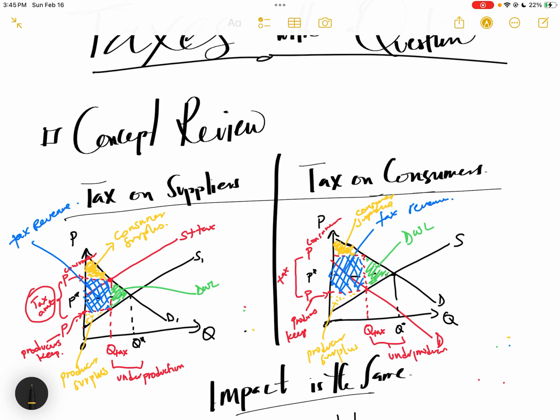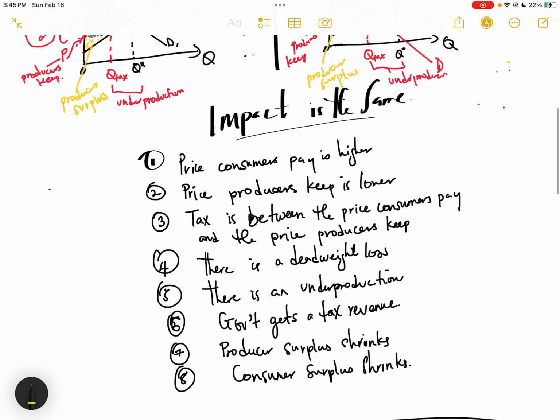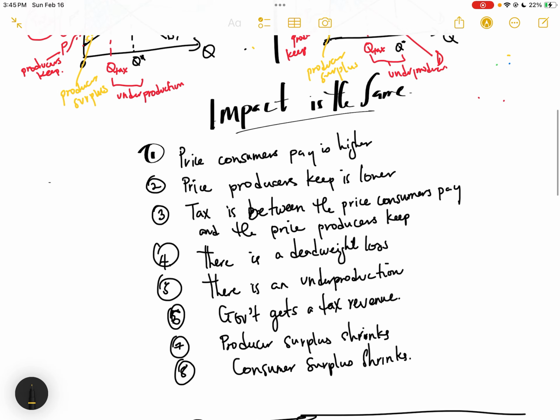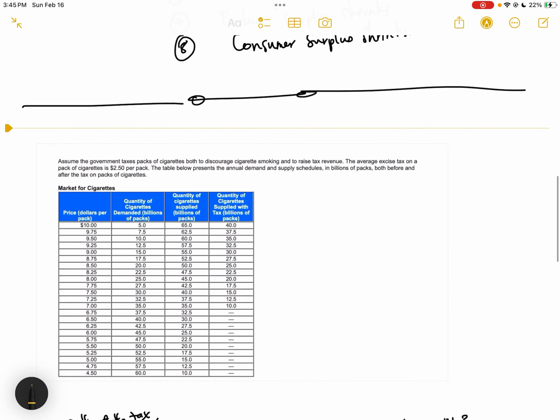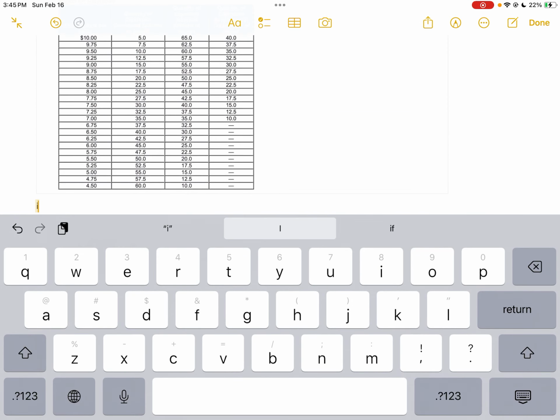Okay, hopefully I didn't miss anything here. All right, so that's the concept review, and this is the summary of the impact of taxing consumers or taxing producers. The impact is the same. Okay, and now the question.